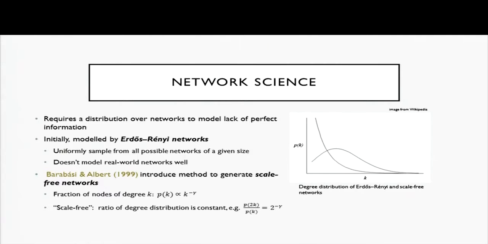So here I have a diagram showing the degree distribution of Erdős-Renyi graphs and scale-free networks. Here we have this drop-off that starts off very high and falls off really quickly. This is the power law that we get from scale-free graphs. And over here we have the degree distribution for Erdős-Renyi, which follows a Poisson distribution.